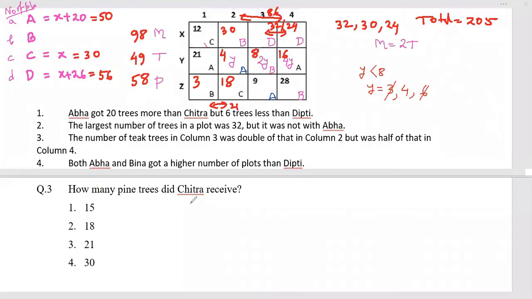How many pine trees did Chitra receive? Pine trees means third row, Chitra receives, that is 18. So the answer is option 2, 18.